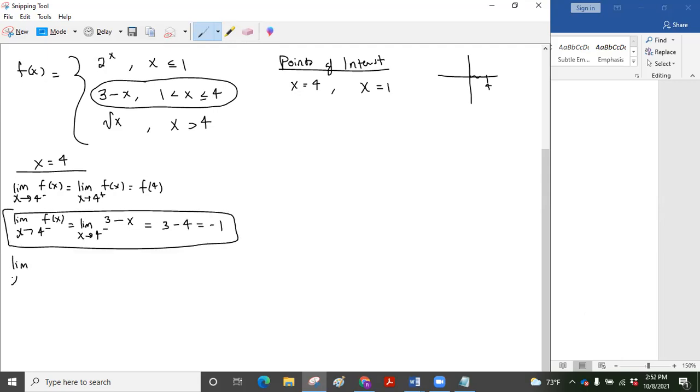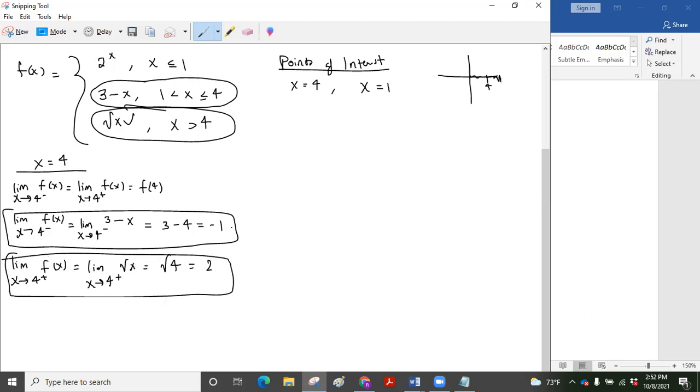What about the limit as x approaches 4 from the right of f of x? What should I use? This means that all my x values are greater than 4. So if they're greater than 4, I want to use this one, because it says my x values are greater than 4. I'm going to use this function, which means the limit as x approaches 4 from the right of the square root of x. Let me try substituting 4. I'm going to get the square root of 4, and this is just 2.